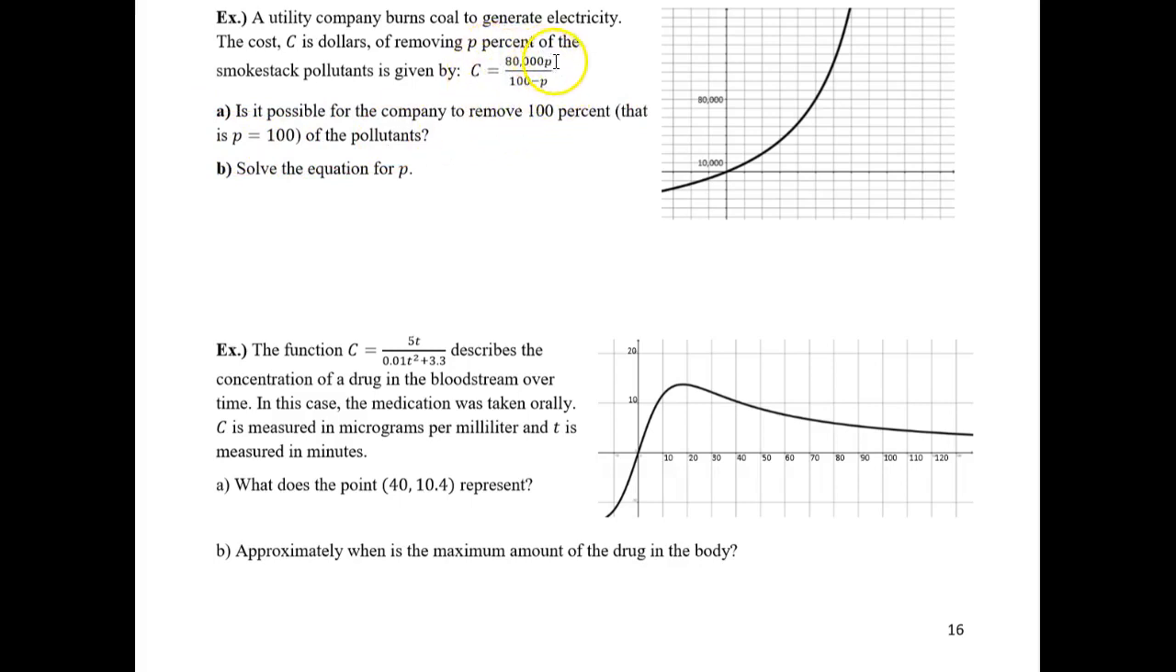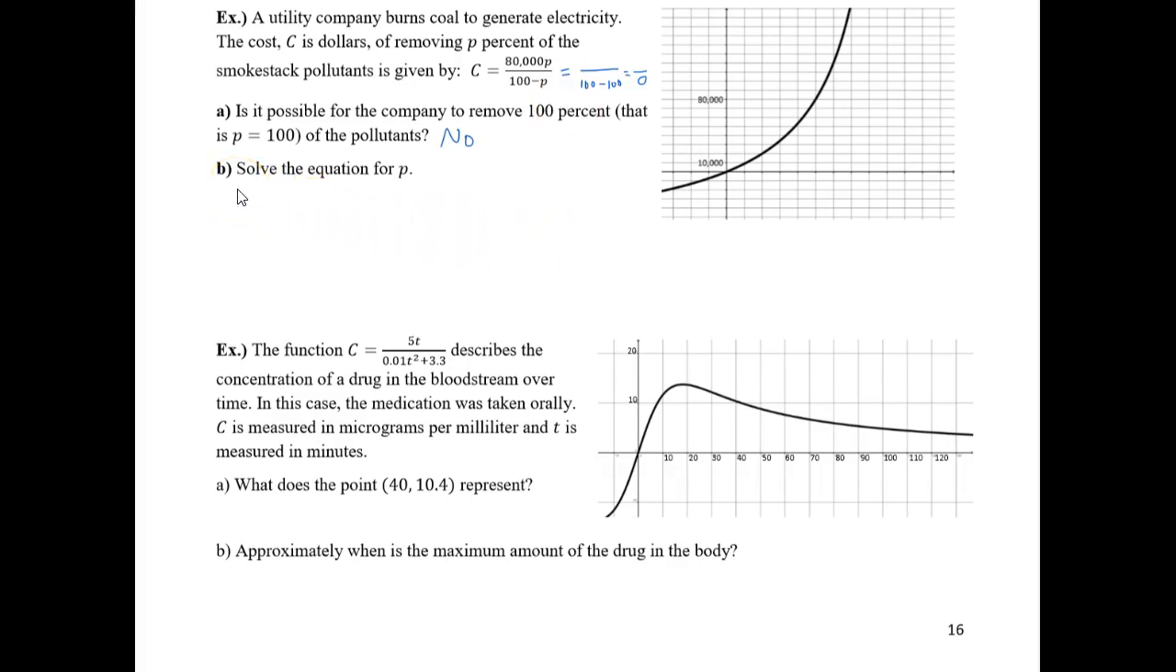If I plugged in 100 every time I saw P, what would happen? In the denominator, we'd have 100 minus 100. Can we divide by 0? If I plugged in 100 for P, I would get 100 minus 100 is 0. We can't divide by 0. It's not possible. So no, it's not possible to remove 100% of the pollutants.